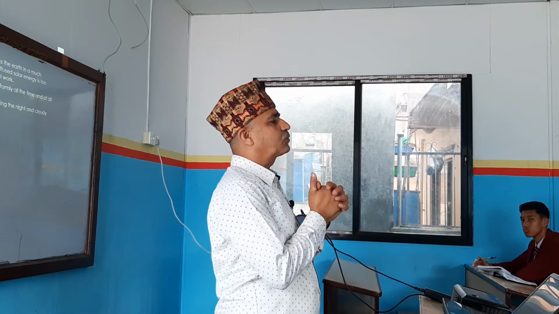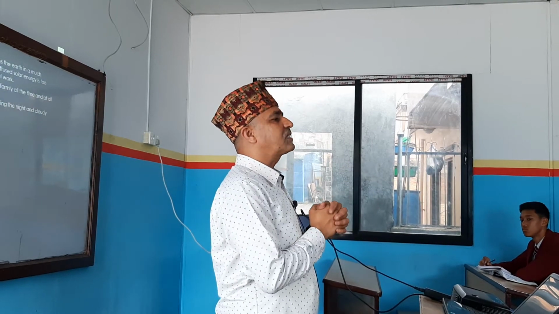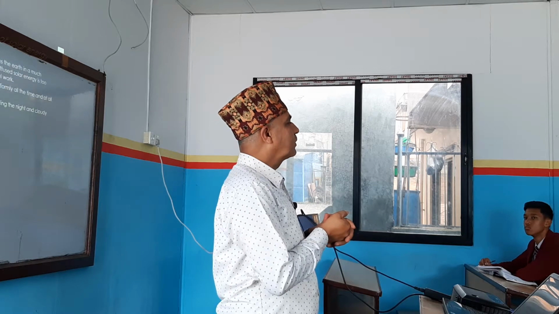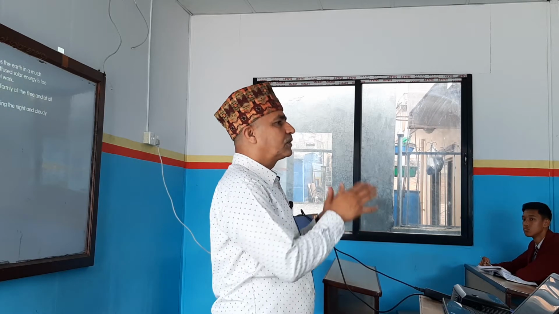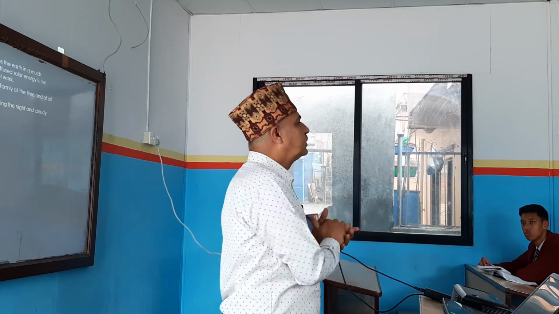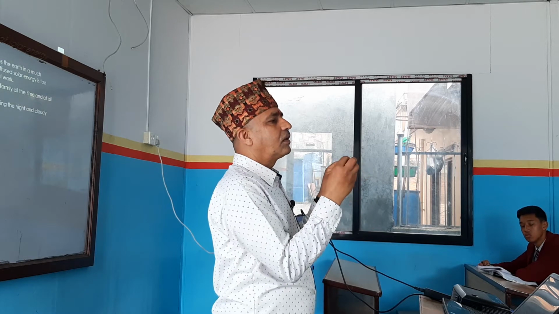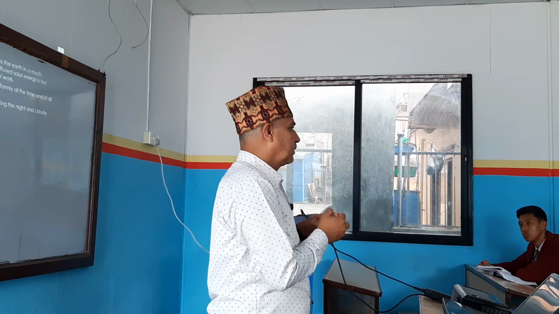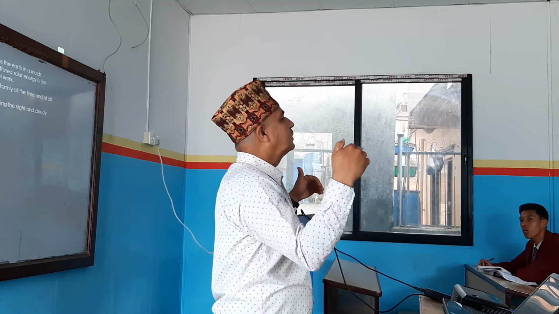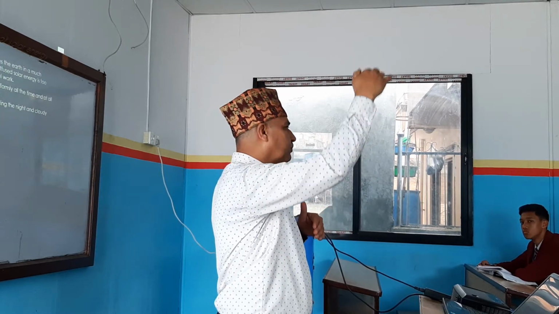About limitations of solar energy. See, solar energy is produced maximum, but all solar energy cannot reach up to here because it has to scatter, and we get the solar energy in diffused form. Diffuse means very simple form. We don't get it in a straight way because it has to pass through different layers of atmosphere.